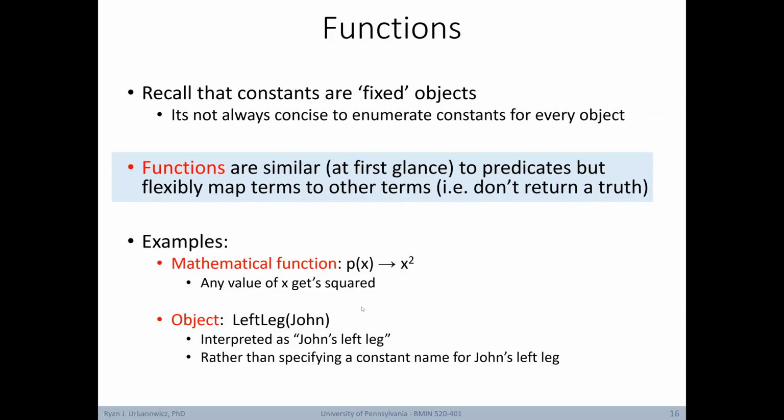However, a function could also work with objects. In other words, leftLeg(John). This is interpreted as John's left leg. We can do this instead of specifying a constant name for John's left leg. This is a simple example to illustrate how we can save some computing effort in not having to specify both legs, but rather have a way to flexibly point to either one.